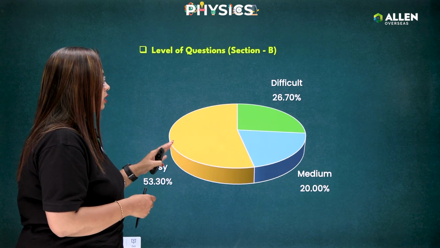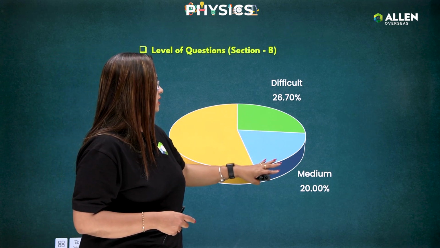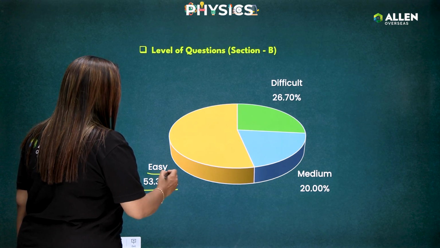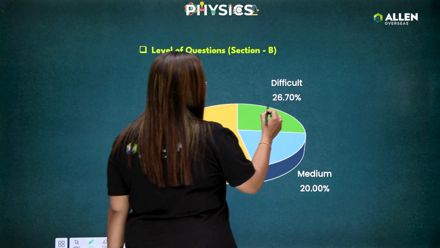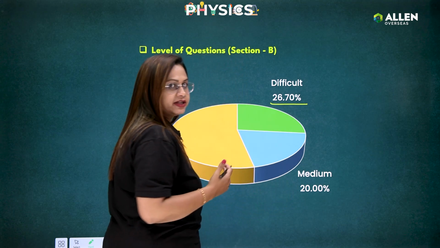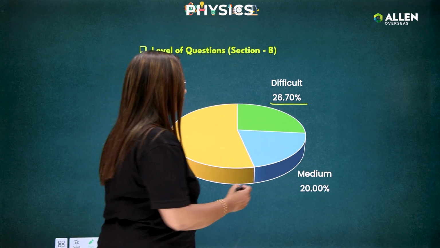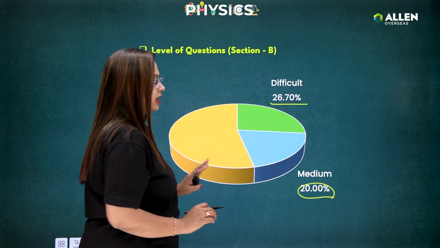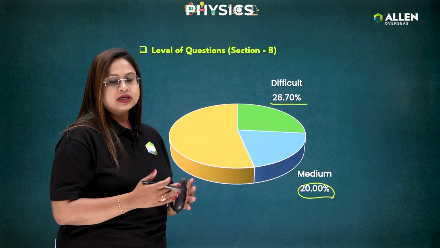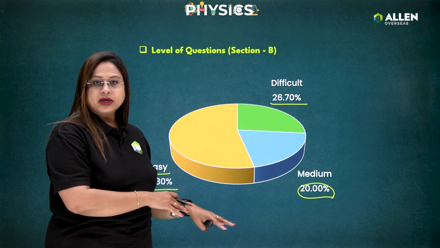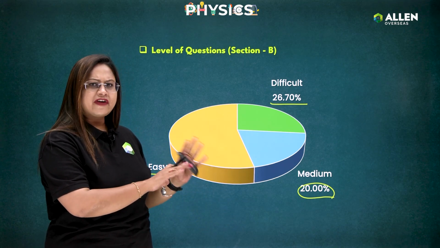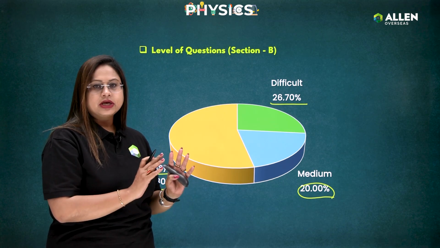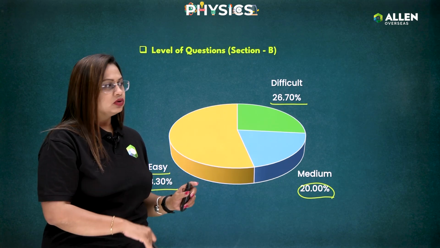So how was the difficulty level of section B this time? 53.3% of the questions were easy. Coming to the difficulty level, 27.70% was difficult and medium was 20%. So it makes the complete section B, and you know that you had choices. So if we are coming to the difficult questions, you have fair choices to choose the easy questions out of that 15 questions, and 10 questions only you had to do.